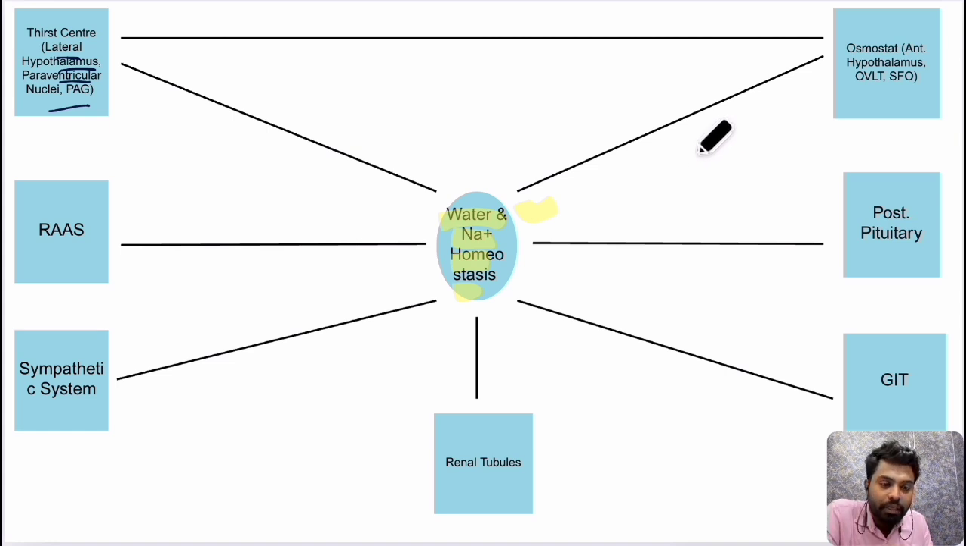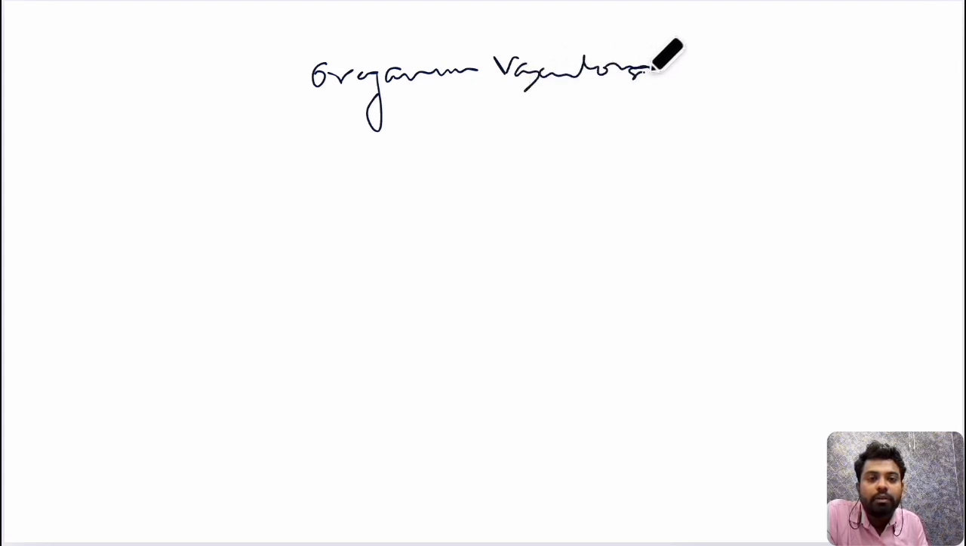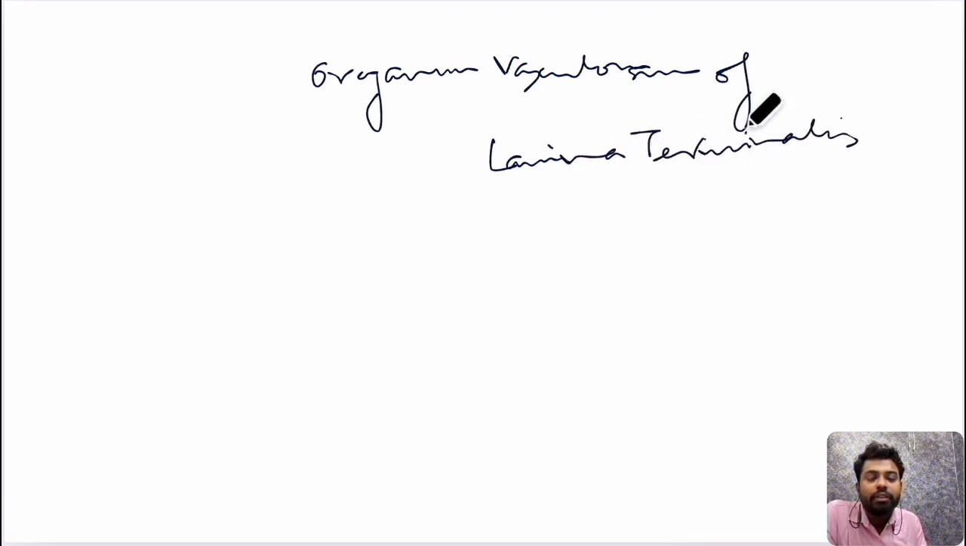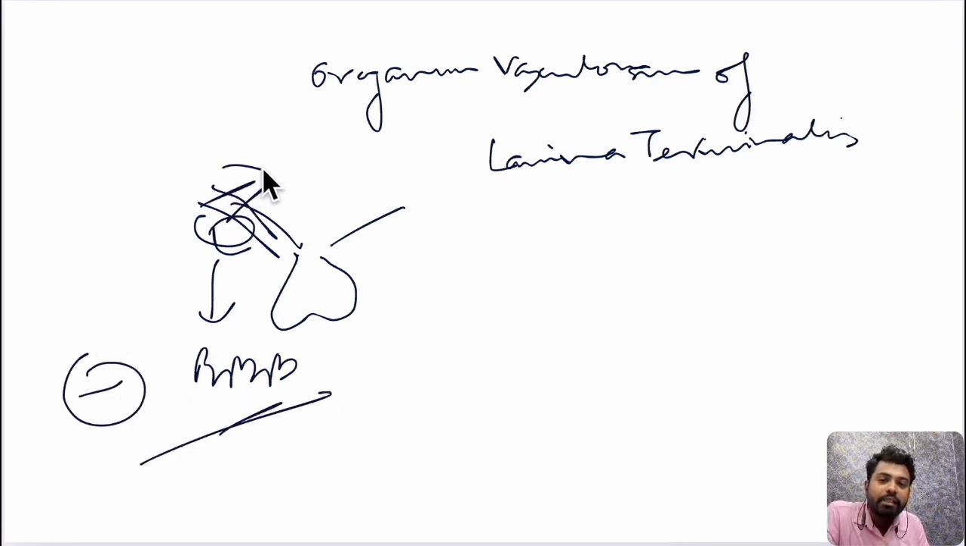These osmostats are present in the anterior hypothalamus, OVLT, and SFO. So what is OVLT? It is the organum vasculosum of the lamina terminalis. Where is it situated? It is situated above the pituitary gland, right here. It is devoid of blood-brain barrier, so it can directly sense the osmolarity.